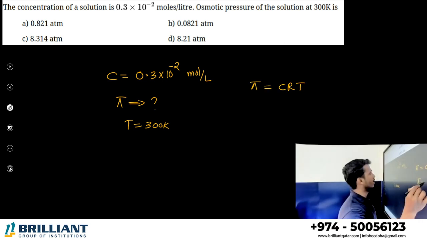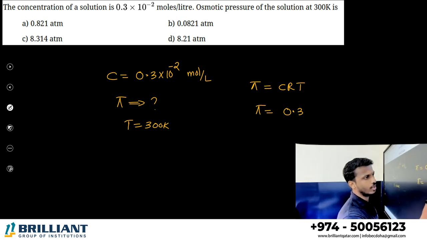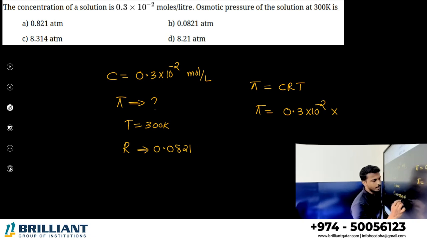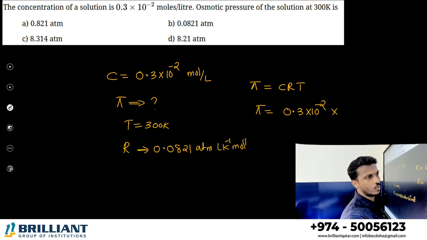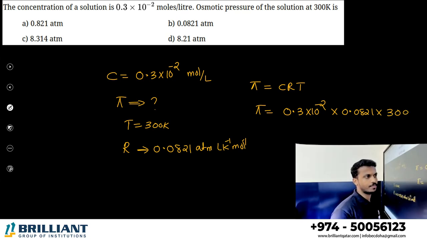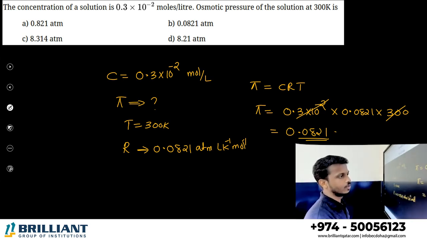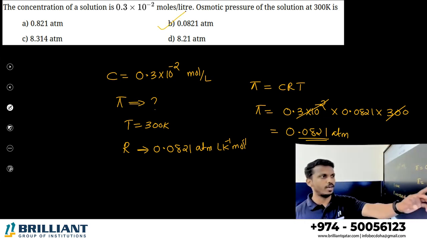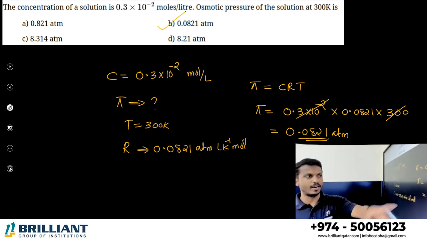So pi is equal to concentration 0.3 into 10 to the power minus 2 into, what is R value? Universal gas constant in terms of atm and kelvin, 0.0821 atm liter kelvin inverse mole inverse, right? So R value 0.0821 into what is temperature? 300. All right, 0.3 into 10 to the power minus 2, 300 will be cancelled, right? So it will be 0.0821. That's osmotic pressure in terms of atm. 0.0821, option B is the correct one.